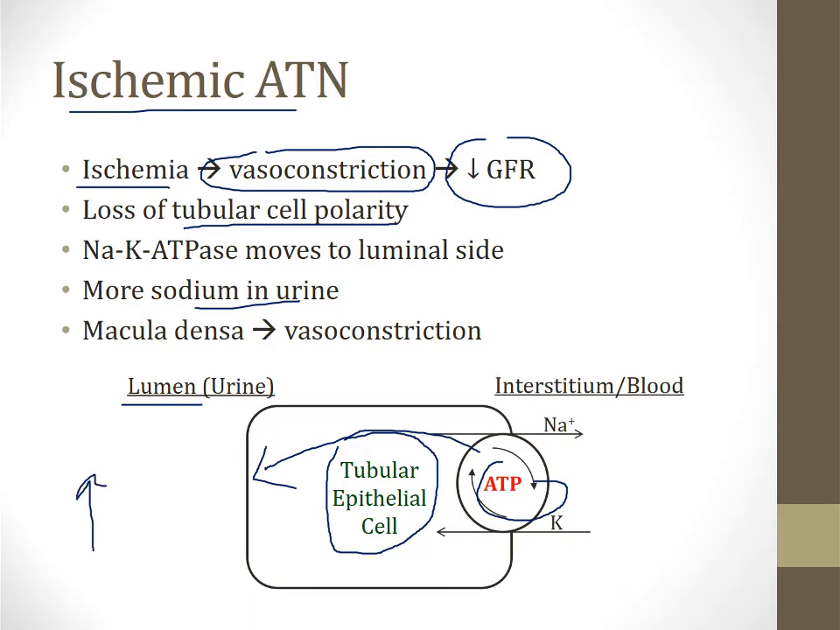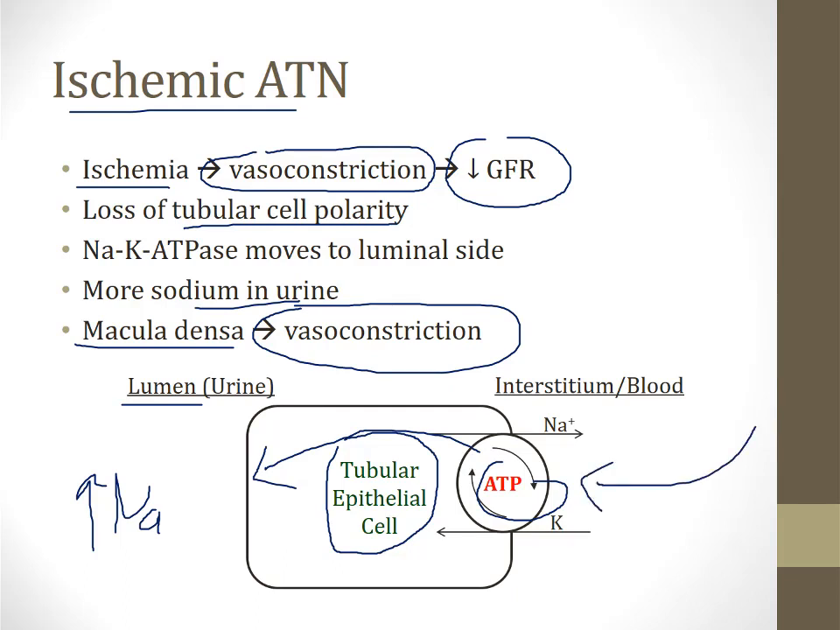This leads to more sodium on the luminal side, and that sodium will travel down the lumen of the nephron, and it will be sensed by the macula densa, and then the macula densa will do what it normally does as part of tubuloglomerular feedback. It will trigger vasoconstriction. So by this mechanism, when you get ischemia, not only do you get death of tubular epithelial cells, but you get this sodium-potassium ATPase pumping more sodium into the urine, and that leads to vasoconstriction, which makes the whole problem worse.